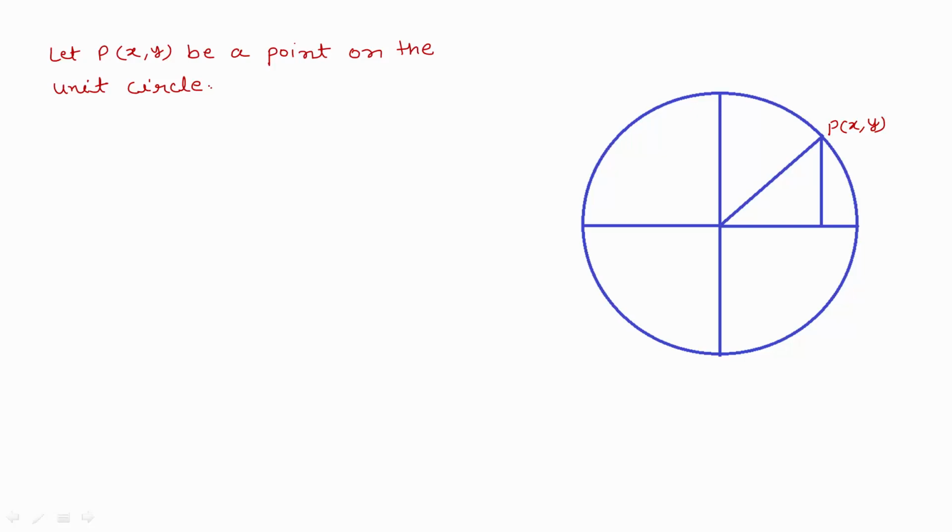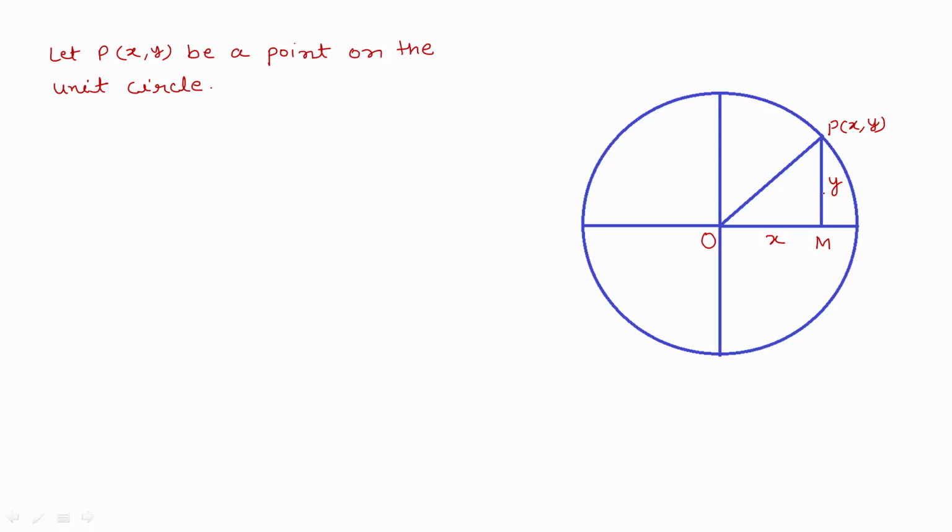In this, if this is a point P with coordinates (x, y), then the height of P above the x-axis is y. If M is the base of the perpendicular from P on the x-axis and O is the origin, then x is equal to OM, and PM is equal to y.